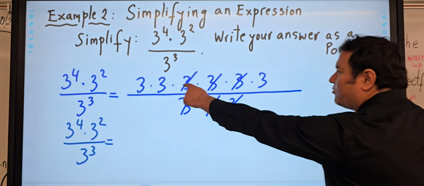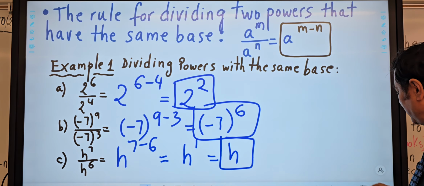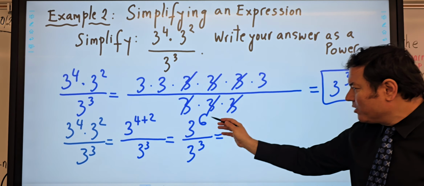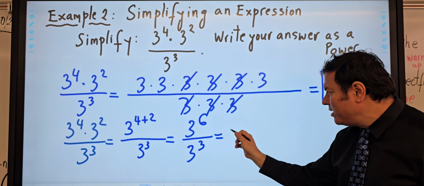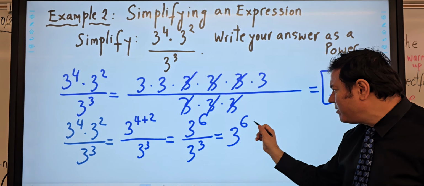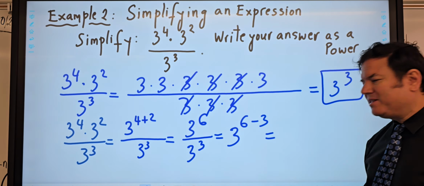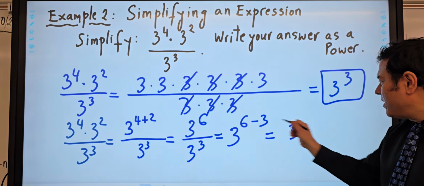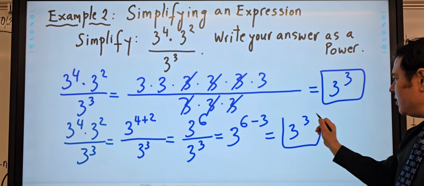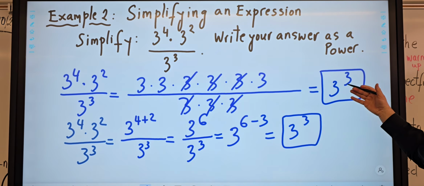And now we can use the formula we learned today. In this case, we are subtracting the exponents, right? This formula, a to the power of m minus n. We do the same thing here. The base stays the same, 3 to the power of 6 minus 3. And the final answer, of course, is 3 to the power of 3. You see, we got the same answers, right?